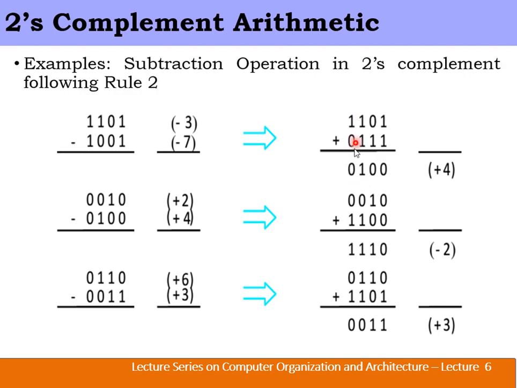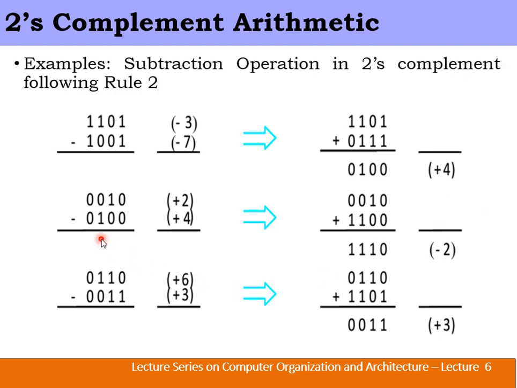Now 1 plus 0 is 1, plus the carry generated 1, so it comes to 2. Therefore the sum is 0 and the carry generated is 1. The carry generated here, that is 1, is ignored. So this gives the result as plus 4. Here minus of minus becomes plus, so plus 7 minus 3, the result is plus 4.